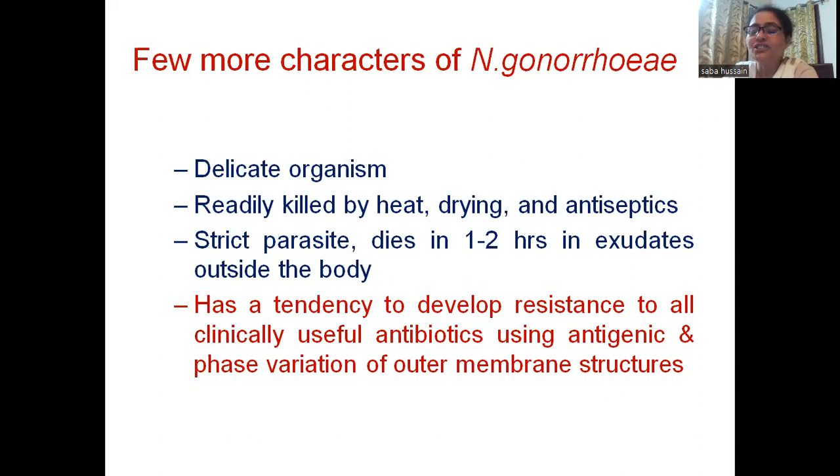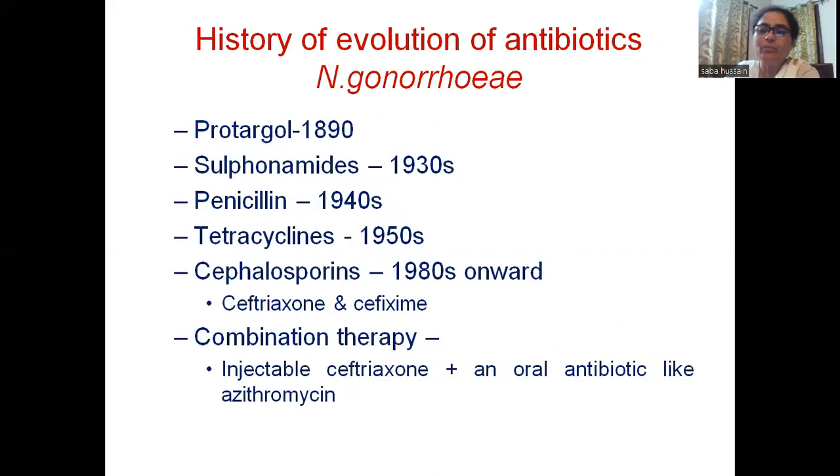It can cause phase variations and its outer membrane keeps on changing. If you want to know more about this, you can go back to my video on virulence factors of Neisseria gonorrhoeae, where you will understand this variation better. Coming to the history of evolution of antibiotic resistance, this bacterium is always changing its outer membrane, and because of these variations and mutations, it is becoming resistant against many antibiotics.